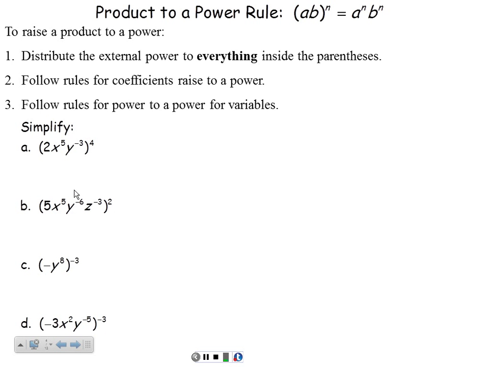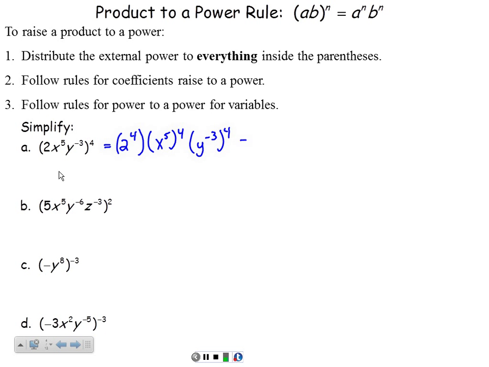So, for example, letter A, step number 1 says to distribute the external power to everything inside the parentheses. Well, you have to understand what everything means. Inside these parentheses, we have 3 factors. We have a factor of 2. We have a factor of x to the 5th, and we have a factor of y to the negative 3. Each one of those 3 factors gets raised to the 4th power. So we have 2 to the 4th power, we have x to the 5th to the 4th power, and we have y to the negative 3 to the 4th power. So each factor on the inside gets raised to the external power.